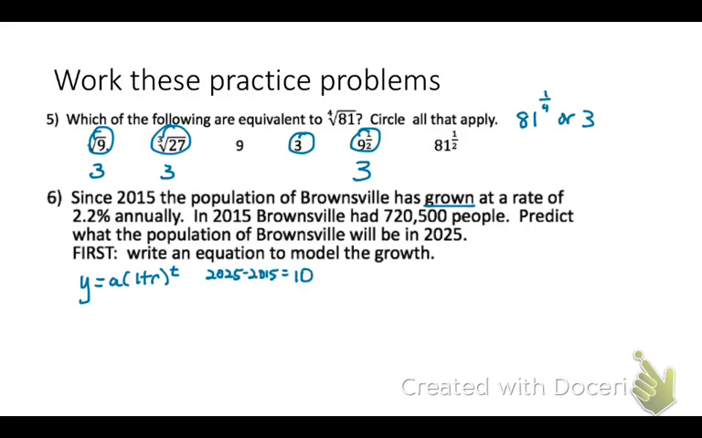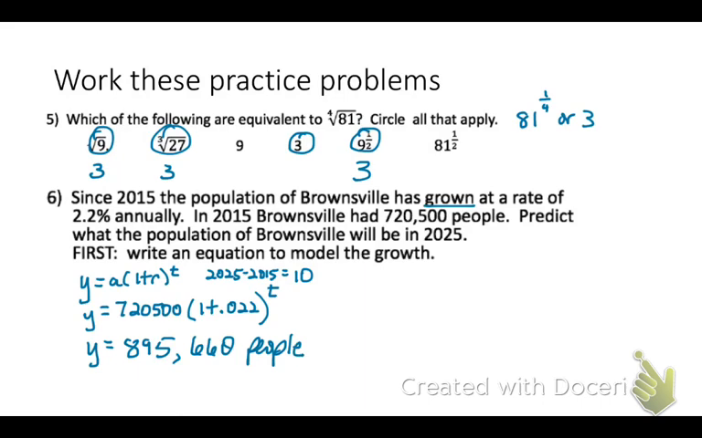Well, first of all, I'm also going to note that in 2025, that is 10 years after the starting time of 2015. So y equals our beginning amount, which is 720,500, times 1 plus the rate as a decimal, which is 0.022, raised to the t power. So that's just my equation to model it. But then I'm going to go ahead and plug in 10 and then just use my calculator to figure that.